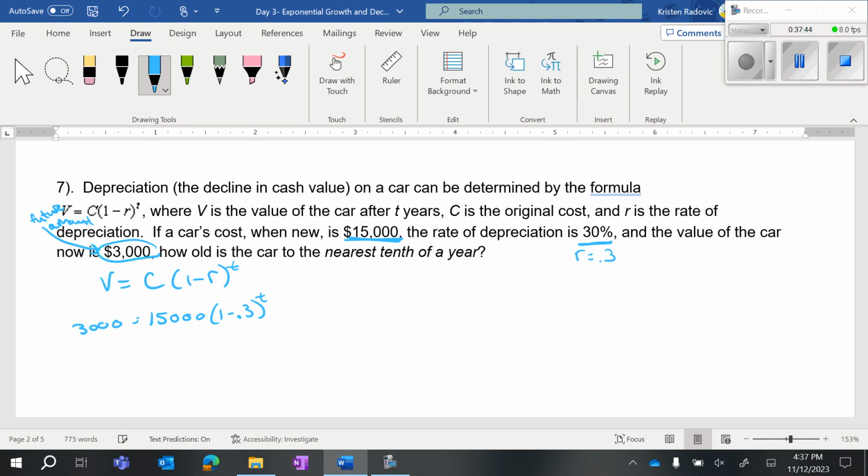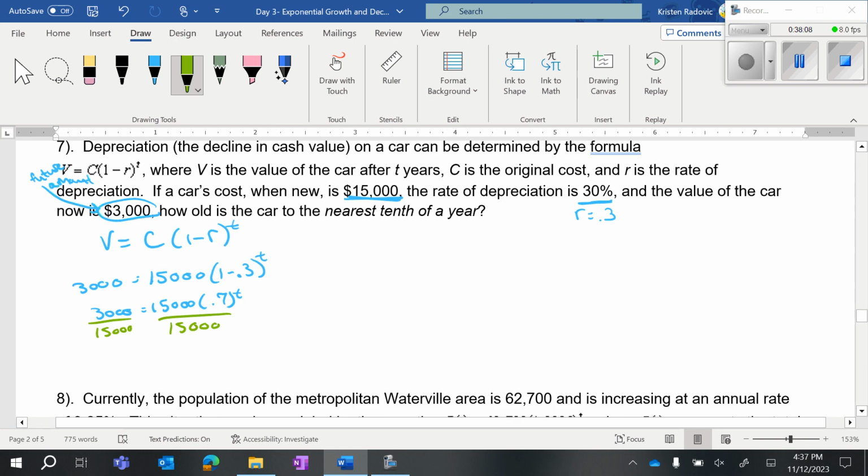They want you to solve for t, which we have done before. We have 3,000 equals 15,000 times 0.7 to the t, and it makes sense that the future is 3,000 because you're decreasing, so you should be less than 15,000. 1 minus 0.3 is 0.7. If you want to solve, you need to get the base by itself first. So you would divide both sides by 15,000. And in your calculator, this would just be 1/5.